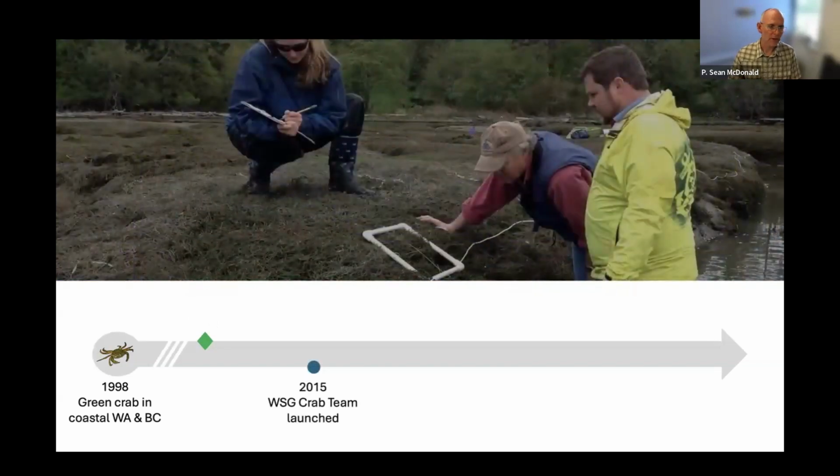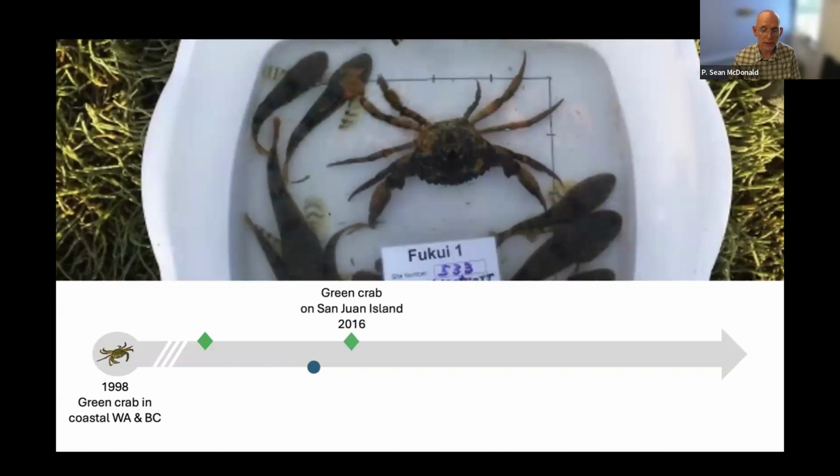This got us all to thinking about what we could do to monitor the spread of green crab within inland waters. More specifically, DFO was already doing some things on their side of the border, but we wanted to engage volunteers on our side, on the Washington side, and so Crab Team was launched in 2015. And by 2016, we had already made our first capture.